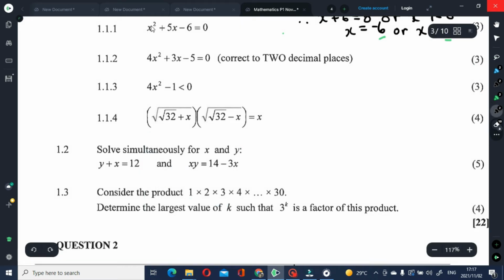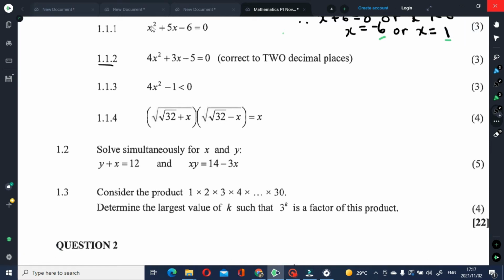So now let's have a look at 1.1.2. Once again, we're given a quadratic equation in standard form, but they've given us a hint. They say the roots or the answer should be to 2 decimal places. So this simply implies we should use the quadratic formula. So let's write down the quadratic formula for the expression given. And it's as follows.